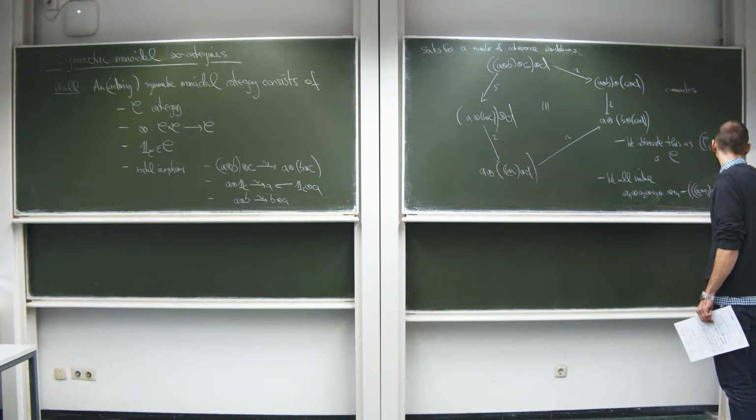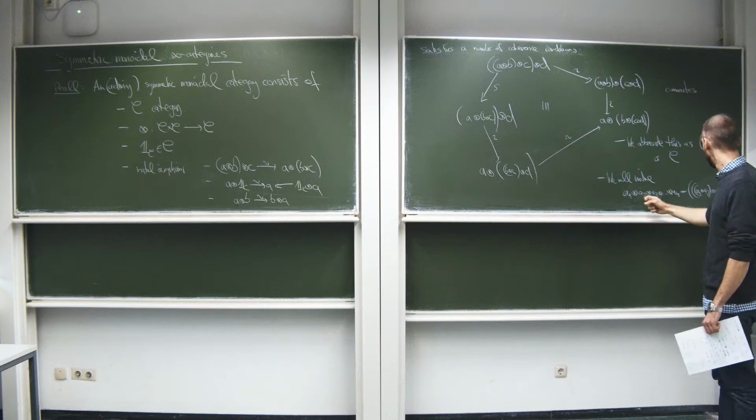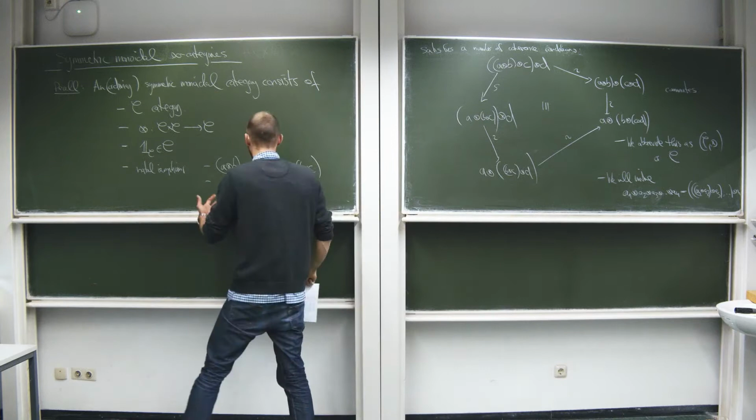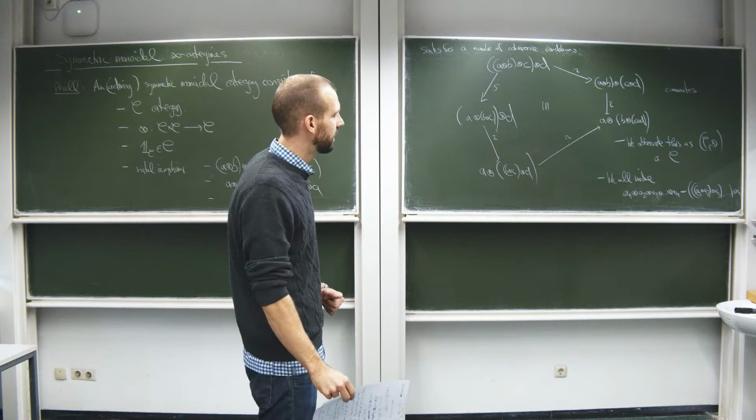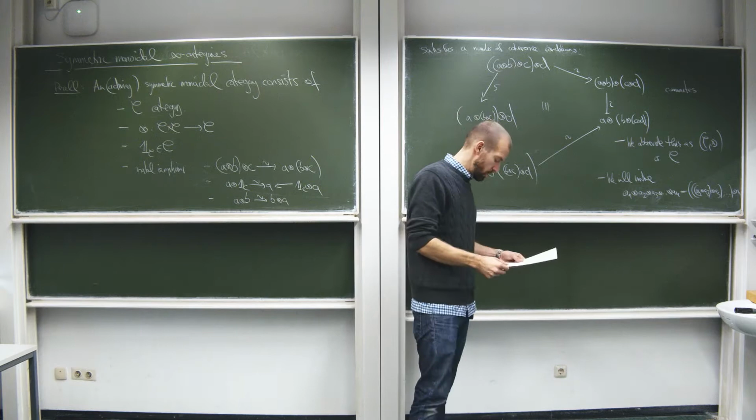Right, so I just define the tensor product of n elements by choosing this bracketing, and of course by the associativity isomorphism I could have chosen any other bracketing and it would be naturally isomorphic and lead to the same notion in the end. So it doesn't matter. Okay, that's the notion of a symmetric monoidal category.